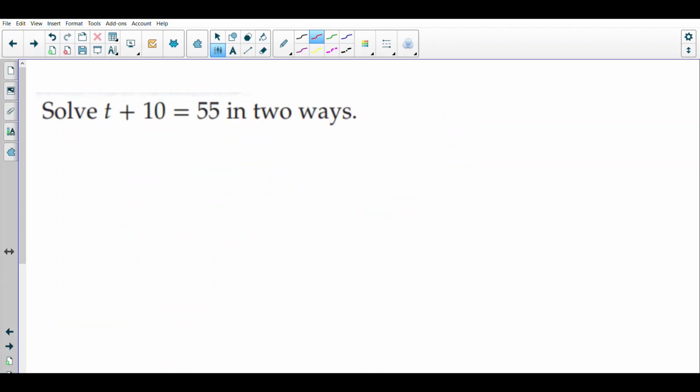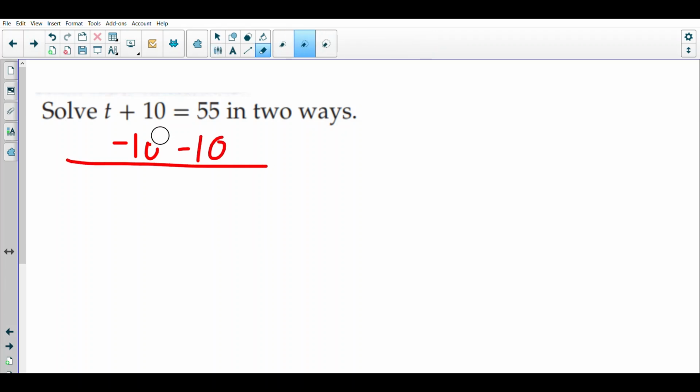Now, solve t plus 10 is equal to 55 in two different ways. What they mean is we can look at it two different ways. We can simply subtract 10 from both sides, which is 100% correct. So we get t is equal to 45, and obviously 45 plus 10 is 55. So that's what we're looking at.